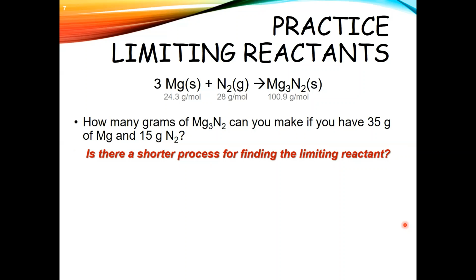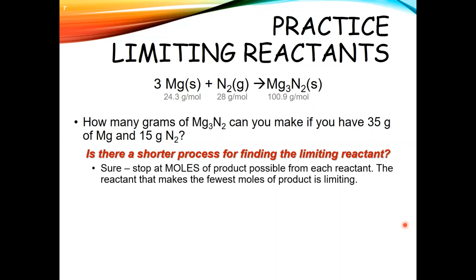There is. In this case, what we're going to do is just stop at the number of moles of product that we're forming, not figure out the number of grams. And the reason we would want to do this might become obvious to you in a second. It saves us just a little bit of work. So if we start with the magnesium again, we figure out how many moles of magnesium we have and then multiply it by the mole ratio between Mg3N2 and magnesium, which is 1:3. We find that we could produce 0.48 moles of Mg3N2.